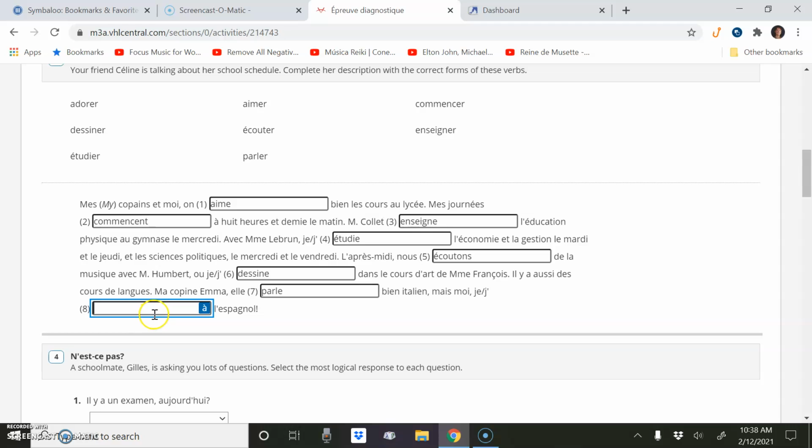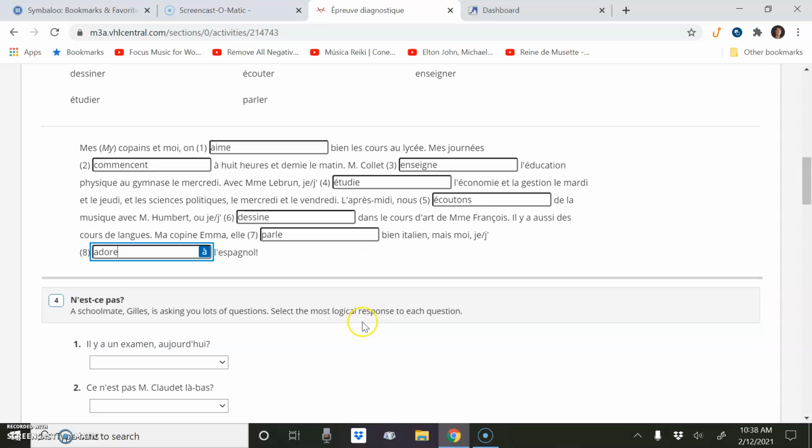You could either like it or love it. We use like, so let's use love. Adore. And it's j'adore espagnol. So again, whenever you're putting a word in the blank from a box, you have to conjugate it with the je, tu, il, elle, on, nous, vous, whatever the endings are. Go review that PowerPoint again.